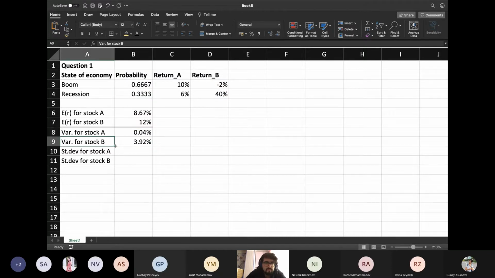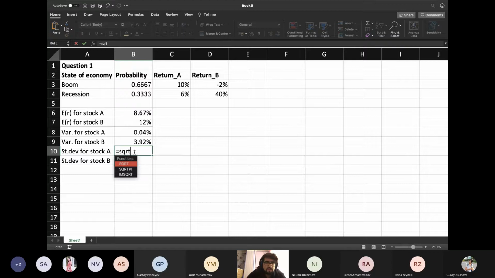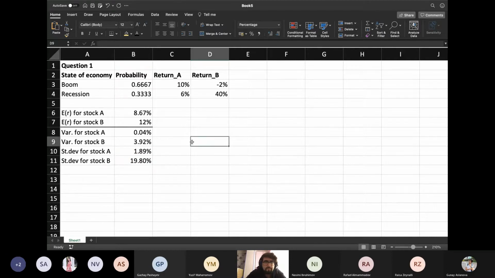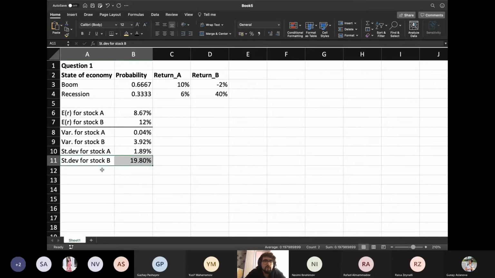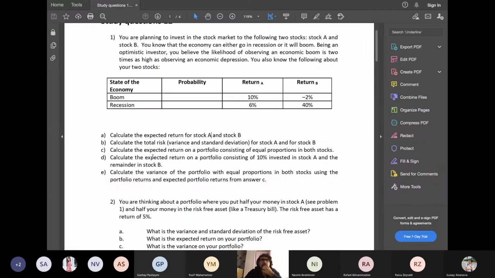They are for variances. And standard deviation, we know that is the square root of variance. So we have the SQRT formula here, square root of variance, and for the stock B. So we are also done with part B. Let's switch to part C.